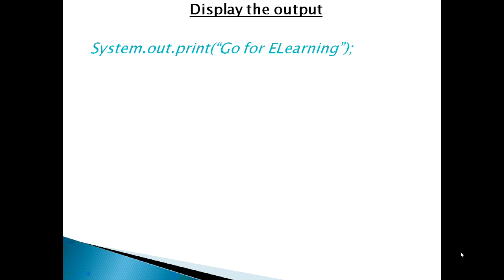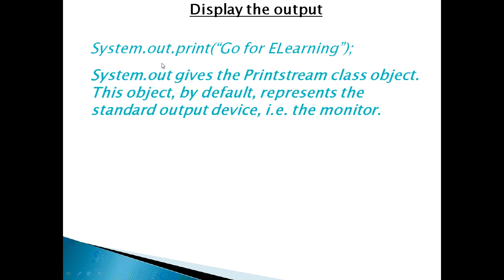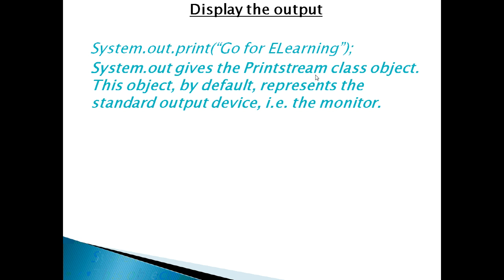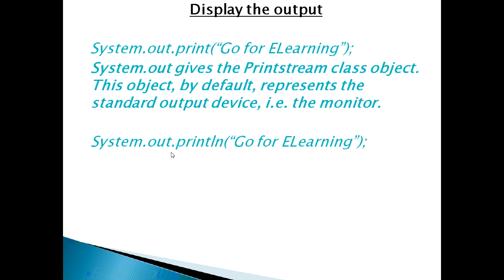Next is output to monitor display. System.out.print("Go for e-learning"). Here System is the class name and out is a static variable in the System class. System.out gives the PrintStream class object. This object by default represents the standard output device, that is the monitor. Print method displays the result and then retains the cursor in the same line. System.out.println("Go for e-learning") prints the output in the next line, meaning println displays the result and then throws the cursor to the next line.